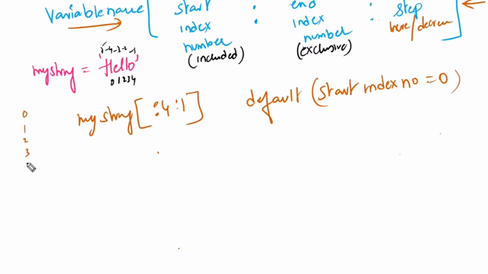0, 1, 2, 3, 4, but 4 should not be included. That is HELL. The output of this is HELL. This is the answer. Now, next question, next one.